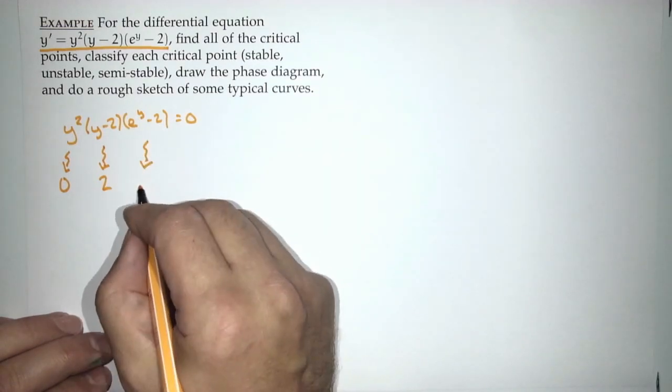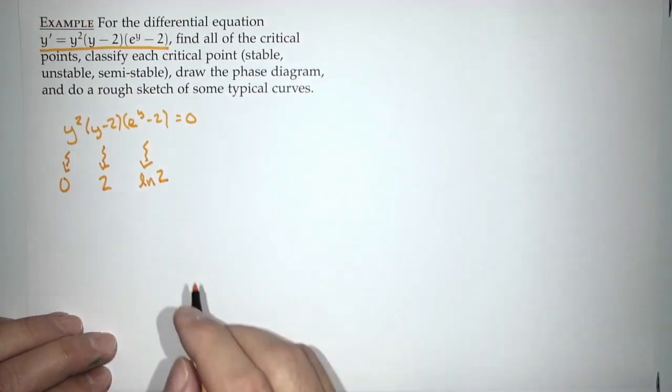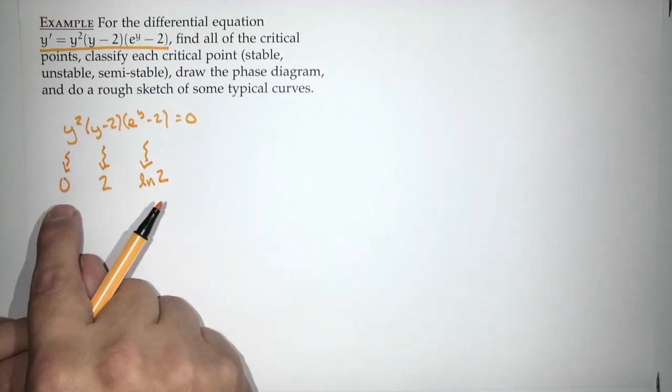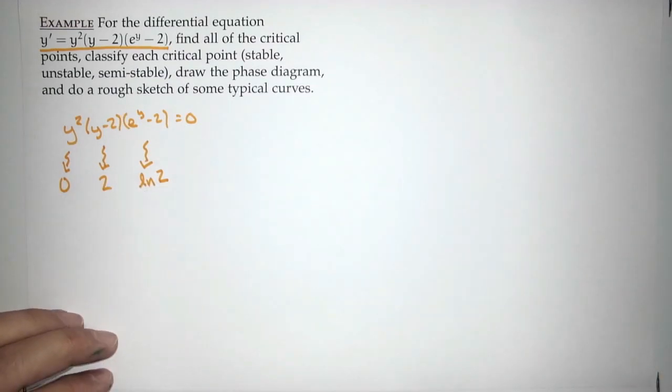Cool. Now, the question. How does natural log of 2 fit in amongst 0 and 2? Obviously, 0 is below 2. We know that. We're pretty convinced of that. But where does log 2 fit in? Is it bigger than 2? Is it below 0? Is it in between? Are you sure?